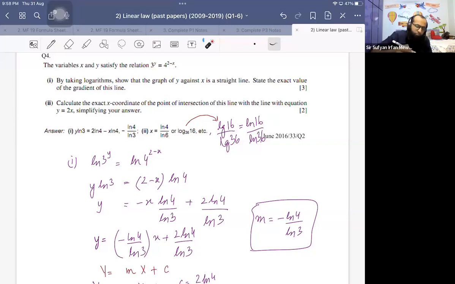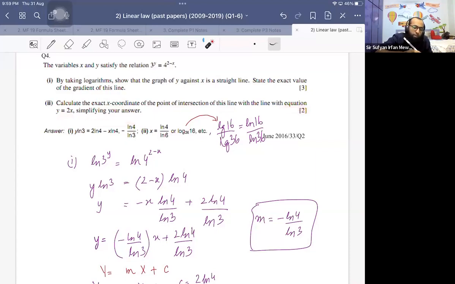The first thing is, get the exact x coordinate of the point of intersection. Exact. Firstly, it's written exact x coordinate, right? So exact means that it should not be in decimals. Students at times find the equivalent answer in decimal form. Will that work? Not at all. It cannot work. It's specifically mentioned that the exact x coordinate is required of the point of intersection of this line with the line with equation y equals 2x, simplifying your answer.